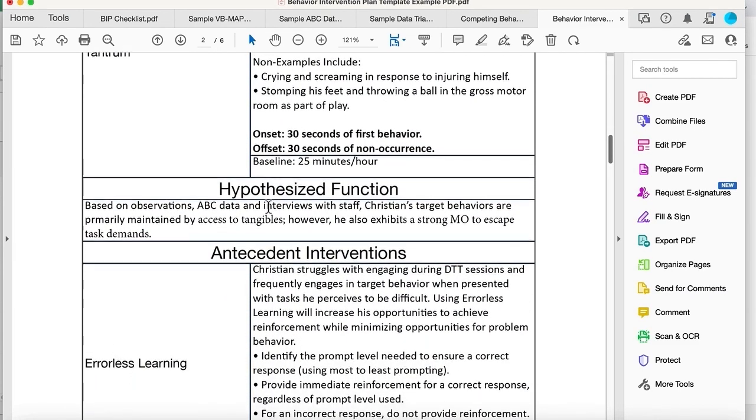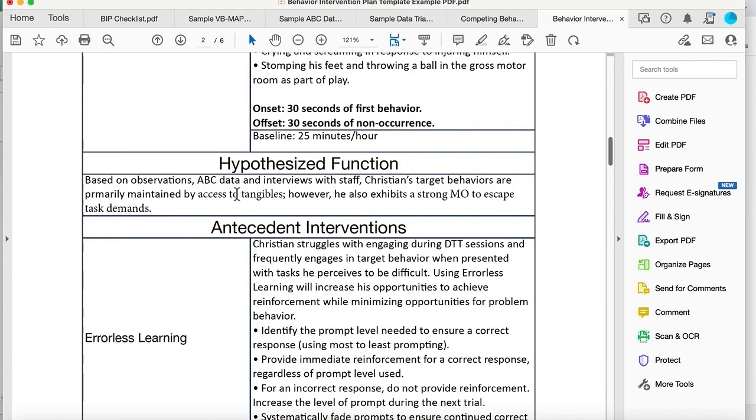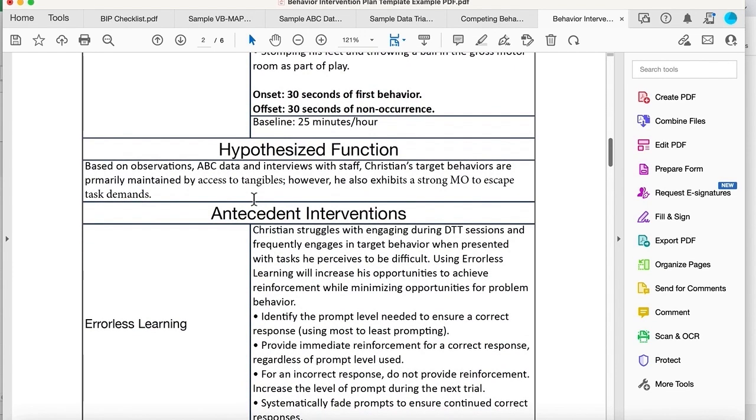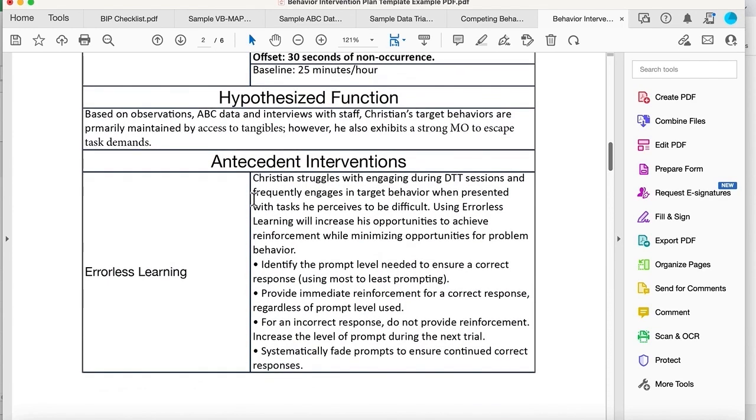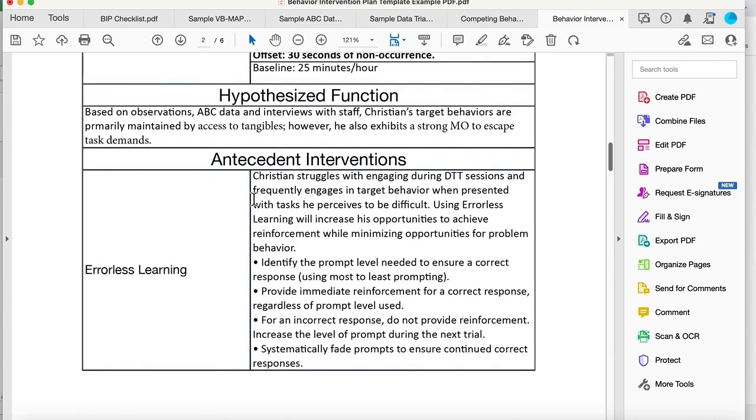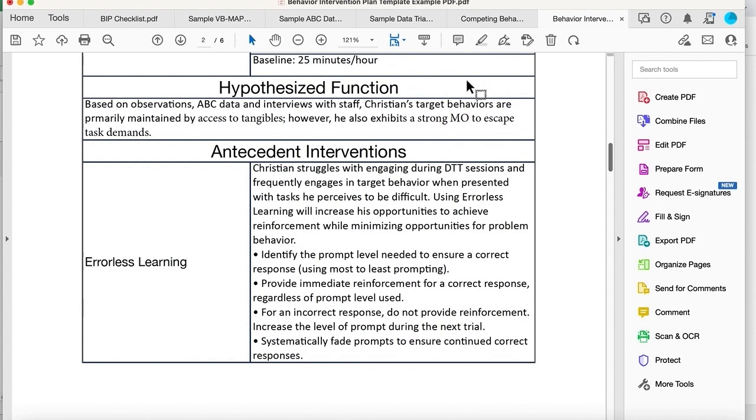So the hypothesized function, based on observations, ABC data, and interviews with staff: Christian's target behaviors are primarily maintained by access to tangibles. However, he also exhibits a strong MO to escape task demands. He wants to escape the task demands so that he can get back to playing with those toys that he really likes.